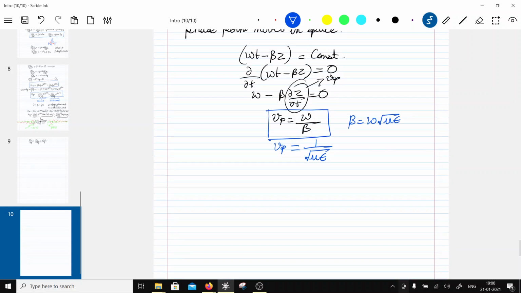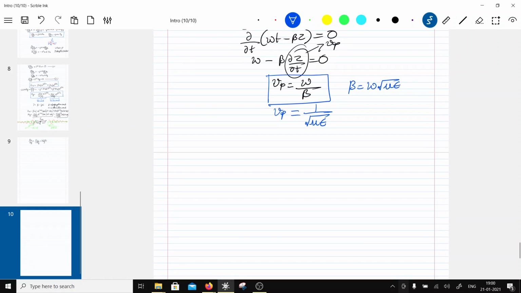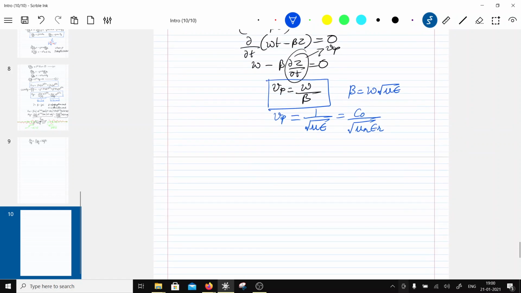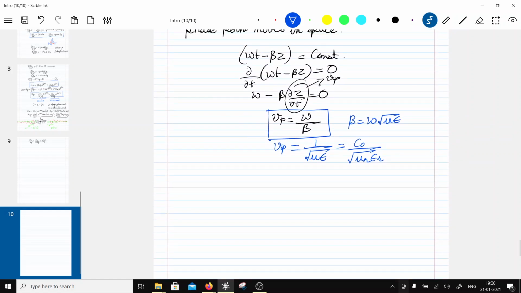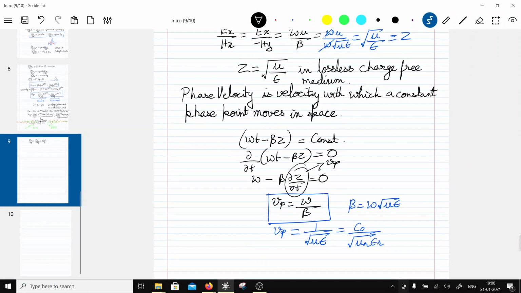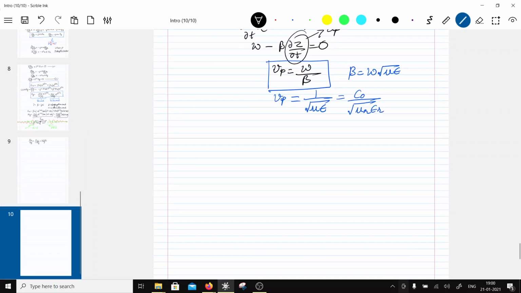So this is a dispersion free medium. That's why this is what you're seeing, right? The phase velocity is independent of the frequency, right? And this can also be written as c0 divided by root of mu r epsilon r, right? Now let's also define what is wavelength. So now this is basically phase velocity. Let's mark it down. Now I'm going to talk about wavelength.